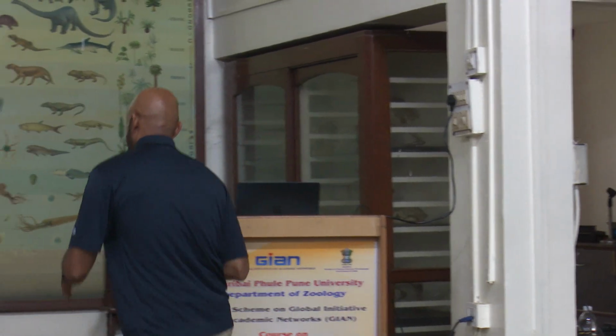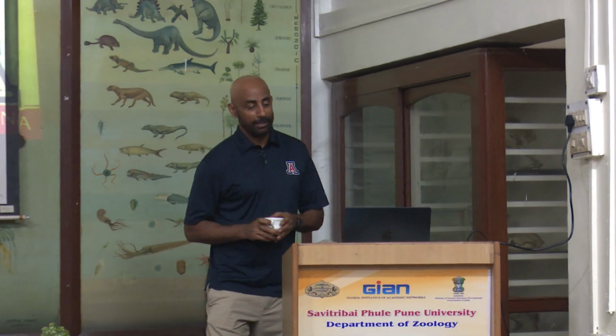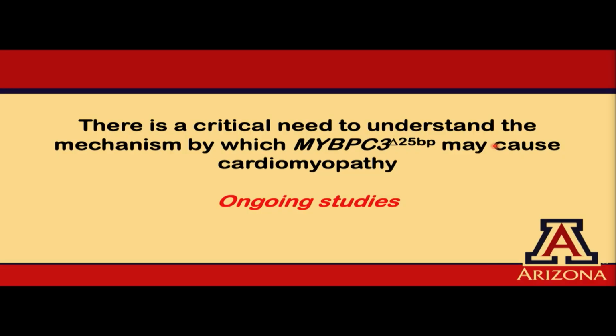So again, you can see I started this project in 1996, and we are still going on without knowing exactly what this mutation is doing in our population. The animal model I showed was a transgenic model. We used the alpha myosin heavy chain promoter to overexpress the mutant protein. Again, we wanted to understand exactly the mechanism of how this 25 base pair deletion in the intronic region, not within an exon, caused the disease.